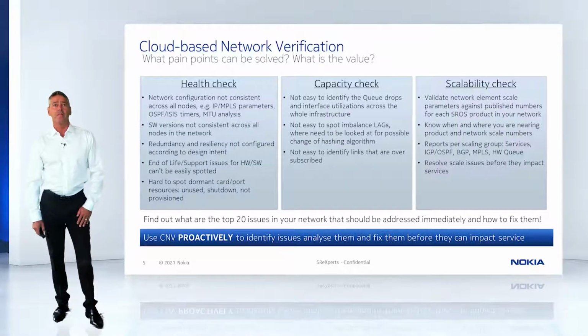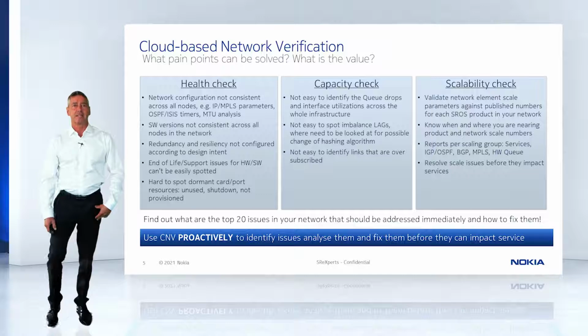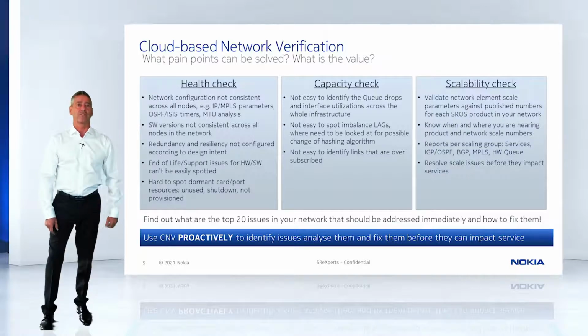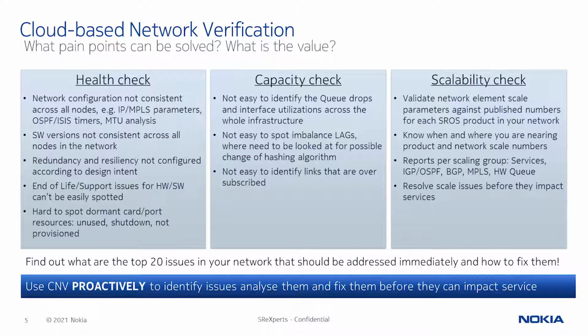So there are 3 main reports. The first one is the health check. There's a capacity check and a scalability check. This is very cool because in a sense, the health check is the whole checklist from professional service. What you're seeing there is just some examples of what it checks. It checks all the network configurations across all the nodes for the IP MPLS parameters, OSPF, ISIS, MTU analysis, and so on. The software versions, if they're not consistent across the network, it'll tell you which ones they are.